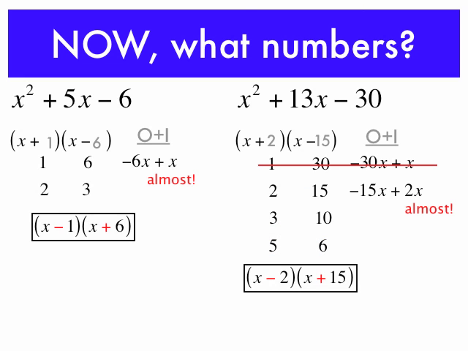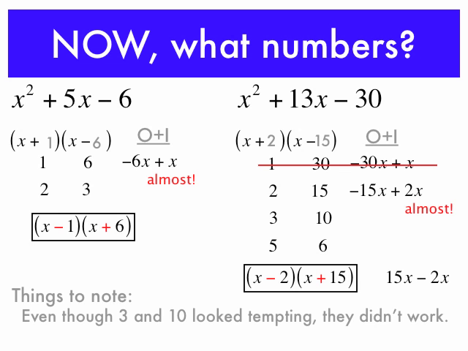Now, a couple of things I want you to note. Well, first of all, we can check that. That does give me 15x for the outside, negative 2x for the inside. That gives me the 13x I want. Even though 3 and 10 might have looked tempting on that one, if you look at the choices, you have a 13x in the middle, and 3 and 10 were one of your choices. They didn't work. If the signs were different, if that had been a plus 30 on the end, they would have. But with the different signs, it didn't.